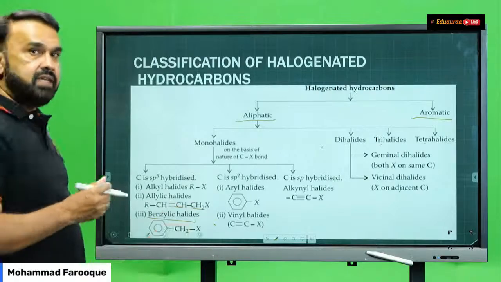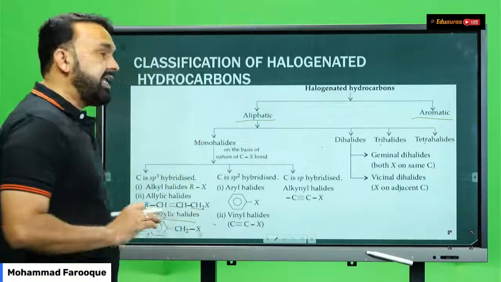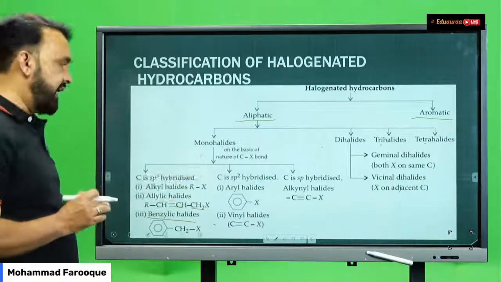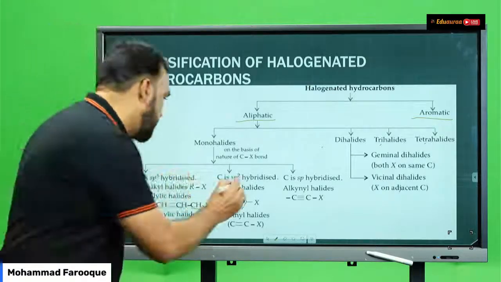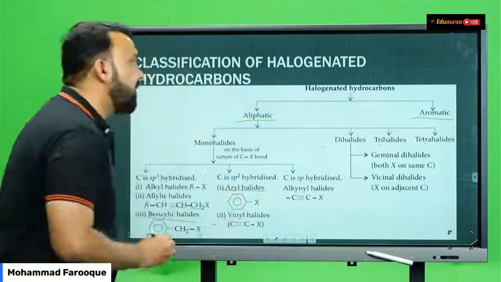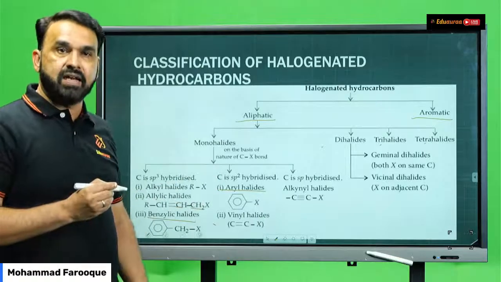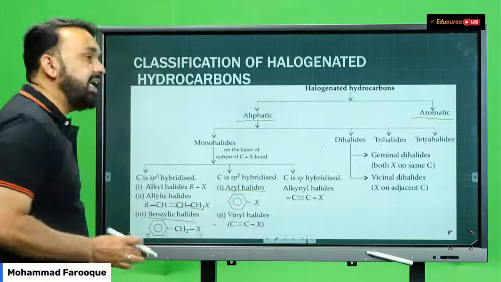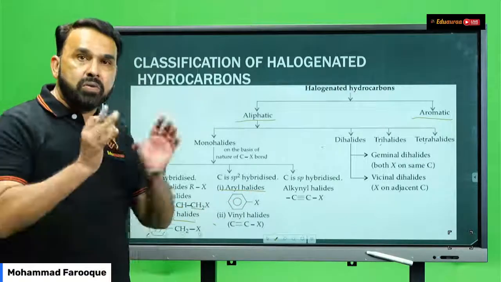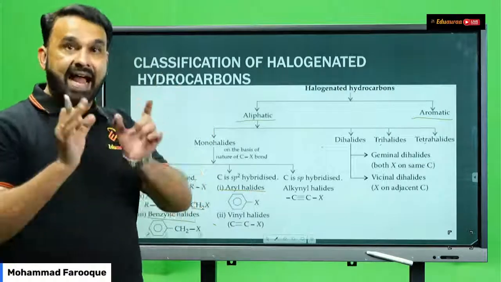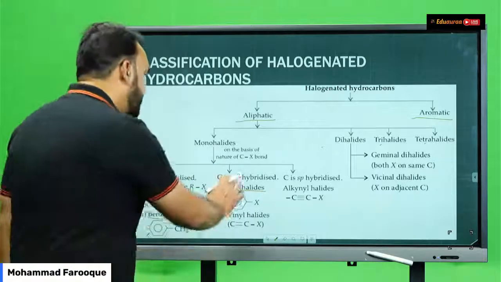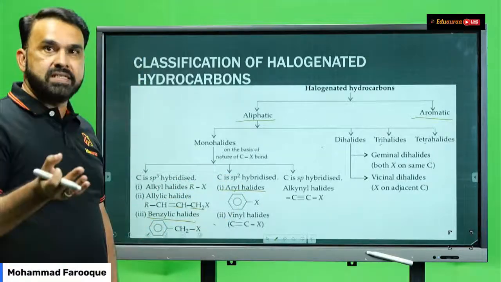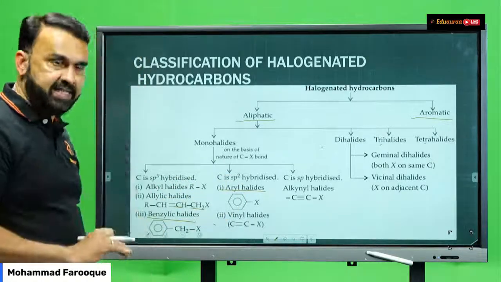Second classification is that the carbon carrying the halogen must be sp2 hybridized. In that you have two types. One is aryl halides, which are aromatic halogen derivatives of hydrocarbons. In aryl halides, the halogen is directly attached to the benzene ring. That means remove a hydrogen atom from the benzene ring, attach a halogen atom, and it becomes an aryl halide. It can be chlorobenzene, bromobenzene, iodobenzene, etc.